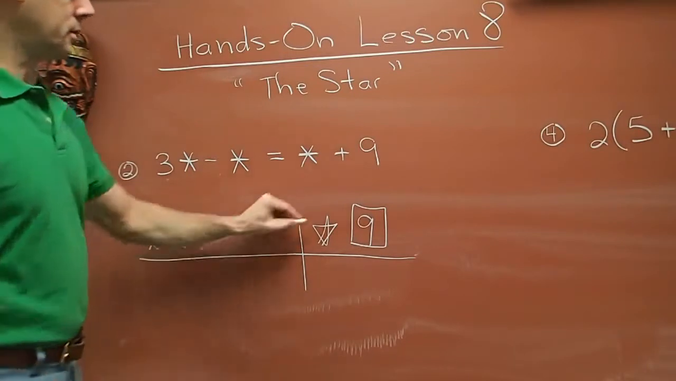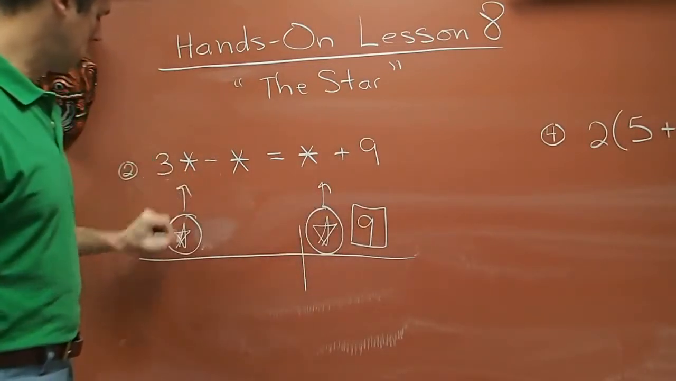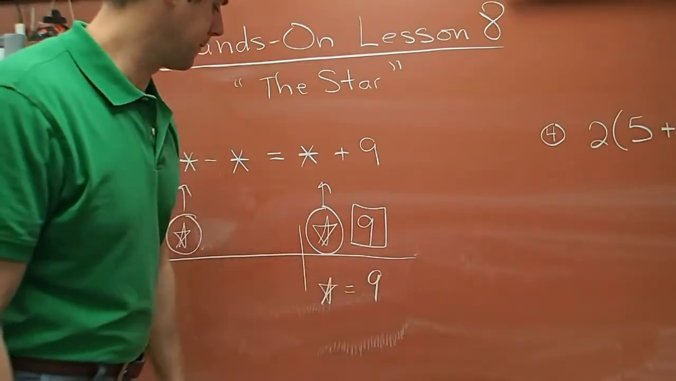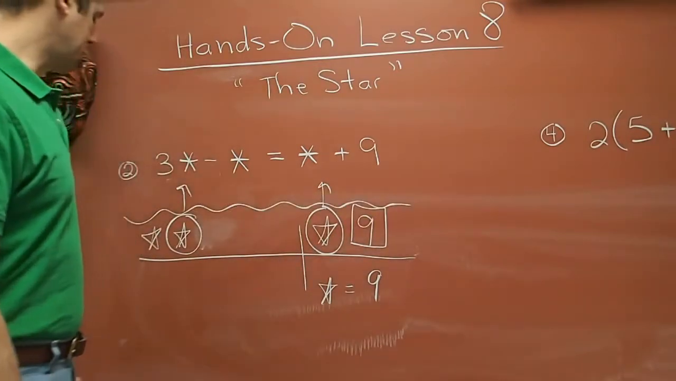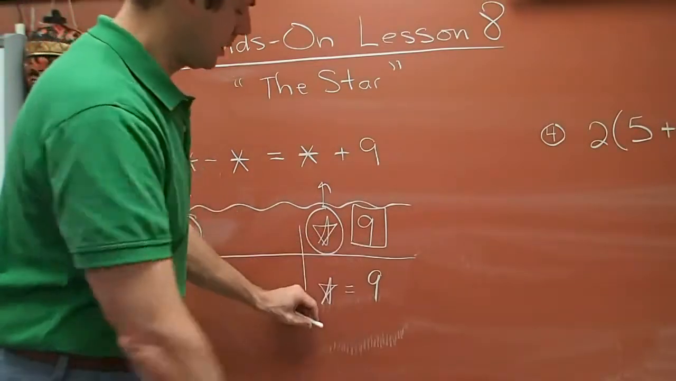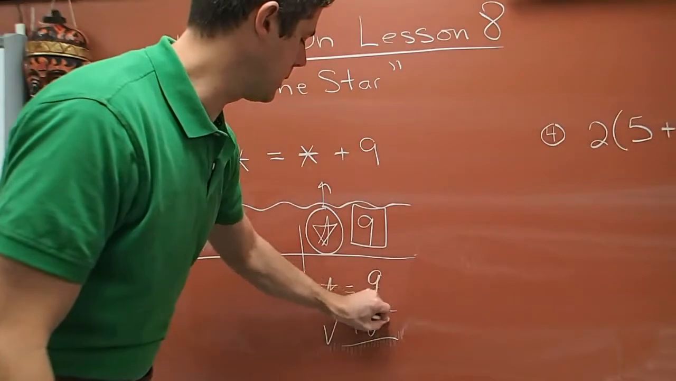You see, we would take a star away from each side, and then star equals 9. We have to do our check. I'm going to cut those strings. Star is 9, 9 and 9 is 18, equals 18. So my check is 18 equals 18.